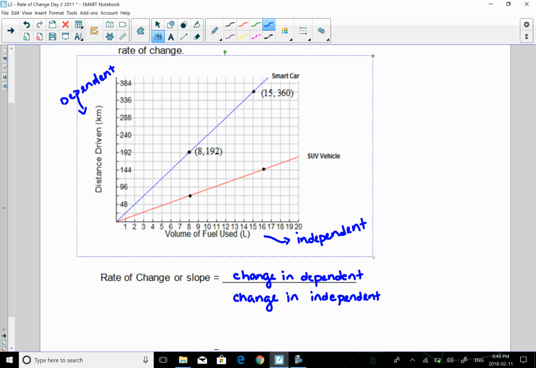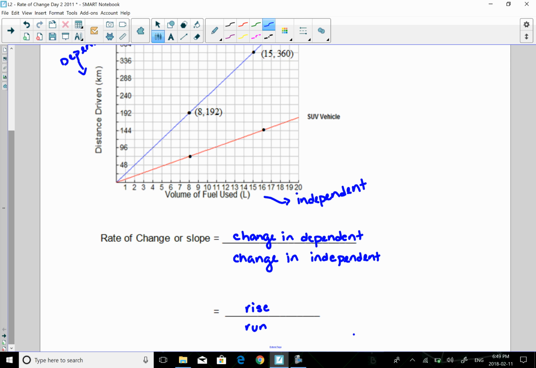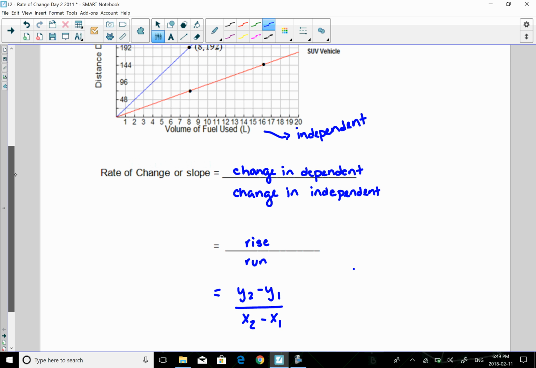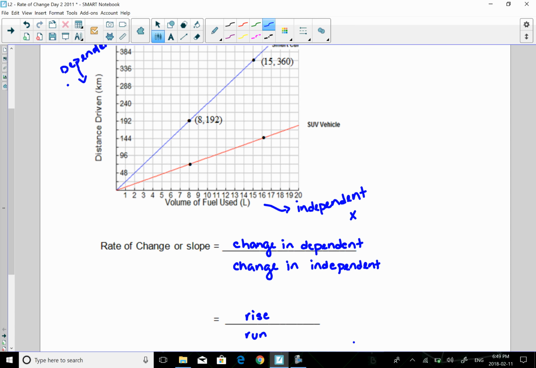We also can talk about rate of change as rise over run. What does this mean? Rise is up and down, so that's dependent, and run is left and right, so that's our independent. Sometimes we see this in a formula which is y2 minus y1 over x2 minus x1. What does this mean? As you remember, usually our independent is x and our dependent is y.